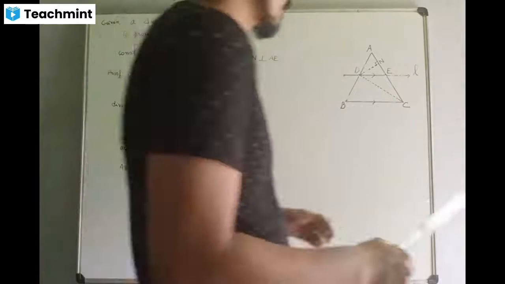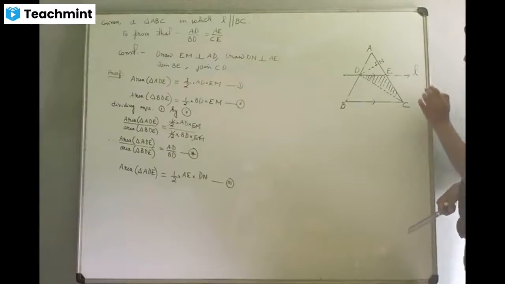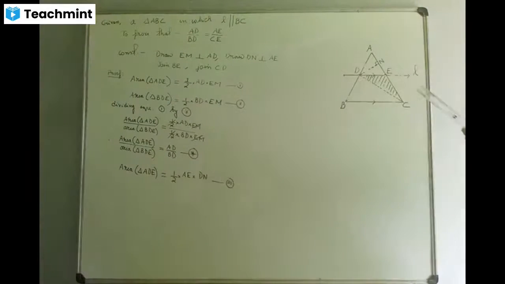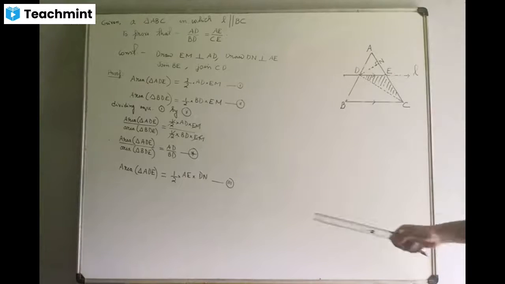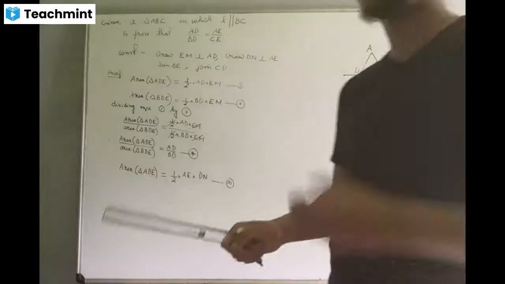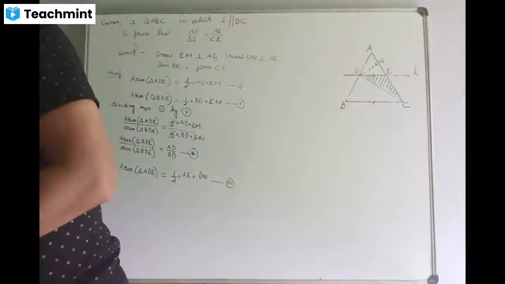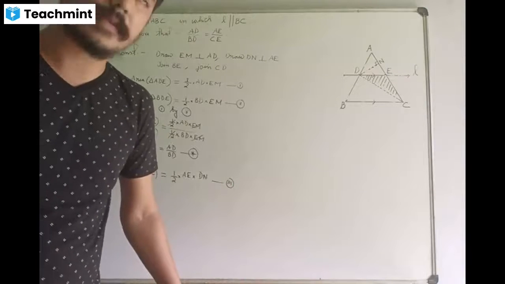Now, below the line L, we can see a triangle here. This triangle has the name CDE. So I'm going to find its area. In order to find its area, we must consider one of the sides to be the base. And then we need to look for a line that is perpendicular to the base, which will be the height.